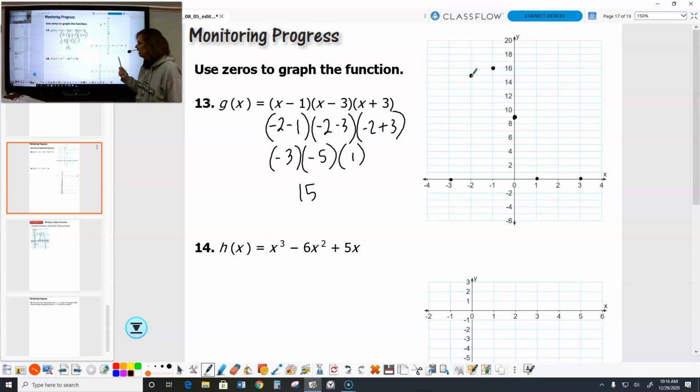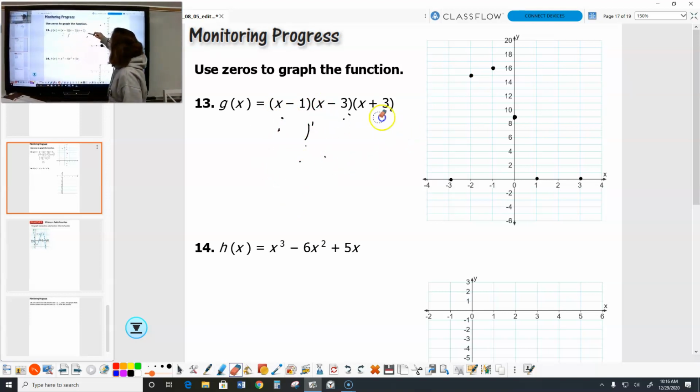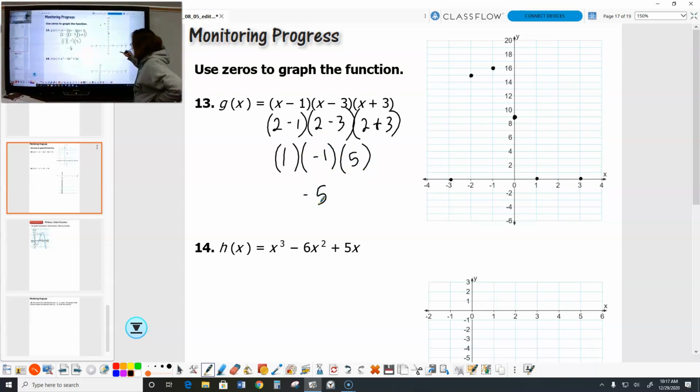So let's go ahead and plug in +2. I'm going to erase all of this. And let's go ahead and put in +2 for x. So 2 minus 1, and 2 minus 3, and 2 plus 3. All right, so that gives us 1 times -1 times 5, and that is -5. All right, so when x is 2, y is -5. That's right there.